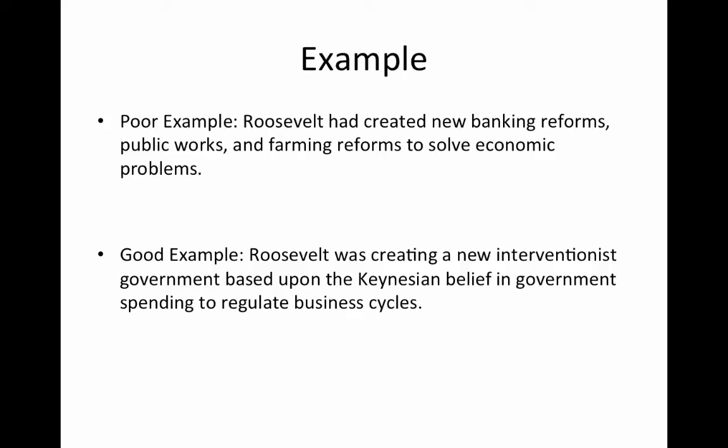Roosevelt was creating a new interventionist government based upon the Keynesian belief in government spending to regulate business cycles. Notice carefully what I've done here with the contextualization. By saying this, I have said specifically that the government is changing into a more interventionist government. So we've connected right back to that question. What was the change in government? I've given a very specific but not factual change, the Keynesian belief in government spending, and significance, regulate business cycles.